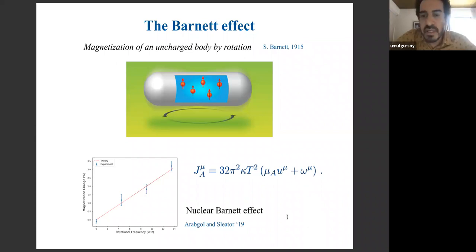This was discovered by Samuel Barnett in 1915, and very recently, in the last year, the nuclear version of that was observed. So here you see that rotation is generating some magnetization in the nuclear spins. And what we have seen here is something really along those lines. Vorticity is just giving some magnetization, and that is also true for an uncharged body or system. And we are describing our plasma with this conformal holographic theory. This is uncharged, so this is a more or less similar thing. So it's a dynamical version of the Barnett effect.